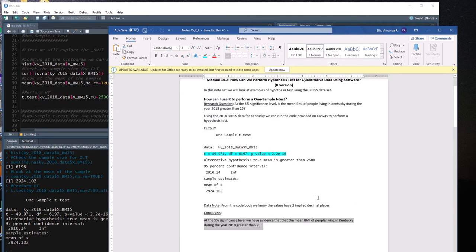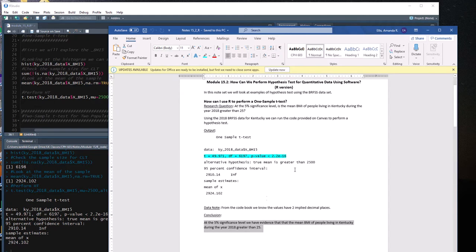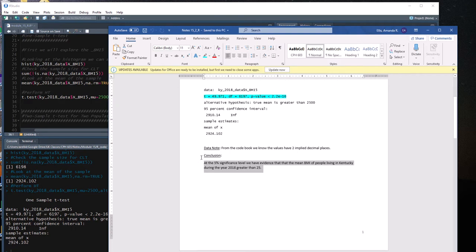If you do need to run a t-test for paired data, you'll use the t.test function just like we did here, but instead of giving it the vector of data that would be the BMI in this case, you would give it the vector that has the differences, and your null hypothesis, or the value of mu under the null, would be 0.